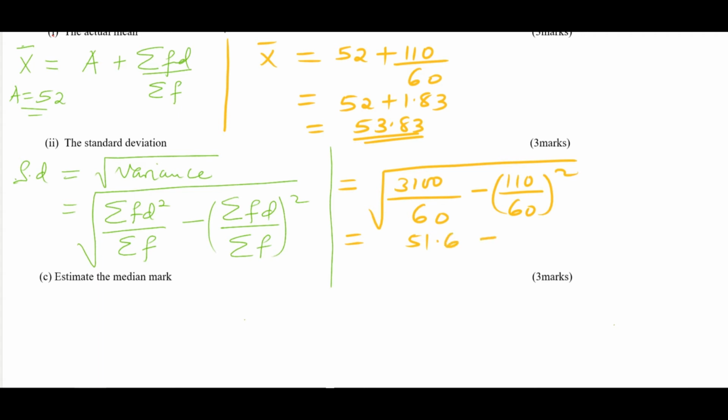110 divided by 60, you square that, you get 3.361, and when you subtract and get the square root, you get the square root of 48.239, which gives 6.945 as our standard deviation.